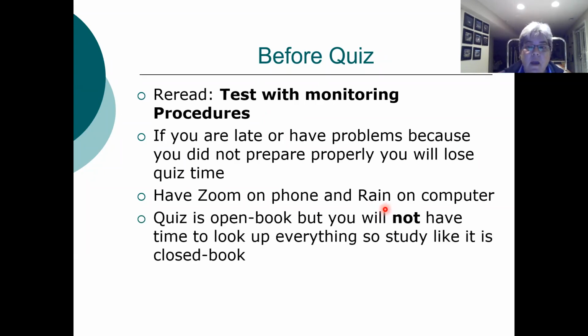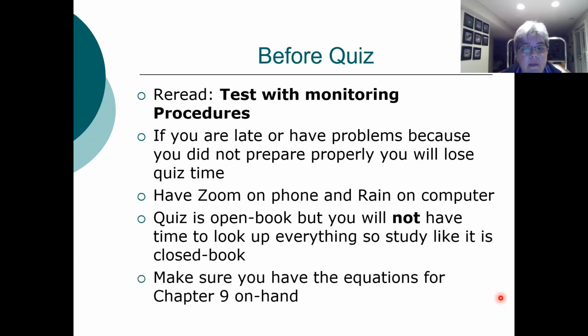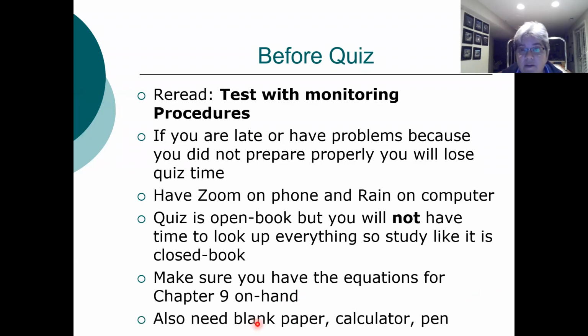And make sure that you have the RAIN website on your computer, that you bookmark that so you can find that. This quiz, like the other ones, is open book. But again, you have limited time, so you cannot look up everything. Also, make sure that you have the equations for Chapter 9 ready, the equations that you needed today. Make sure you have those right there ready to use to do the calculations. You also, as always, will need a blank paper to write your calculations on. You need a calculator this time because your phone's going to be busy monitoring you. So you need a calculator and then a pen to write things with.